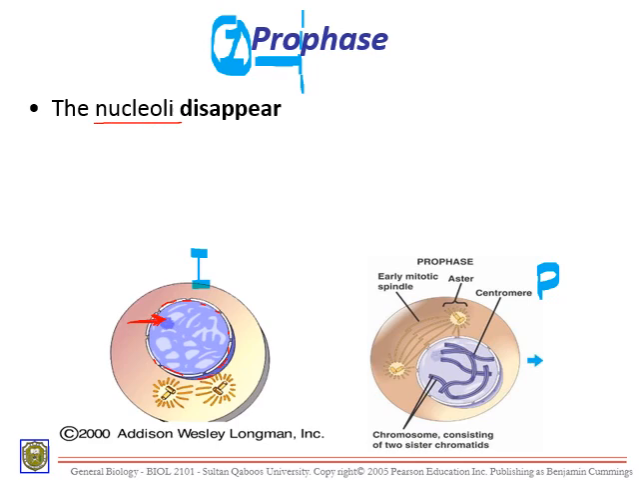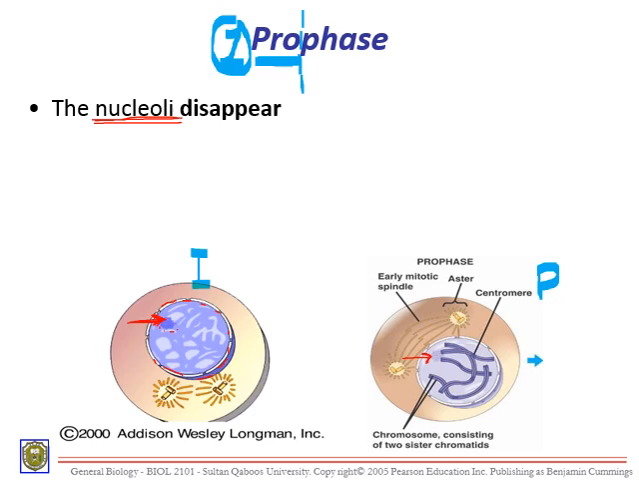Nucleolus. If it's one, we say it's nucleolus. If it's plural, we say nucleoli. So the first thing you notice here is that the nucleoli are disappearing. It is still there, but it's very faint when we compare it with the nucleoli in the interphase.